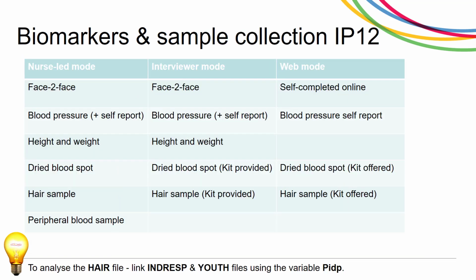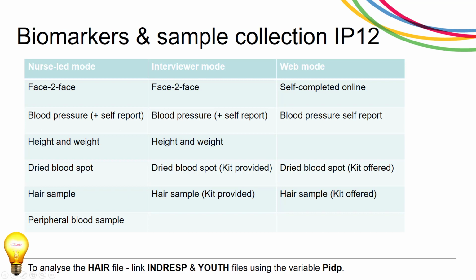In the interview, both nurses and interviewers asked respondents consent to take blood pressure readings. Blood pressure cuffs were provided to nurses and interviewers. They also asked respondents to consent to take height and weight measures using a stadiometer and scale. Nurse-led interviews included an additional collection of full blood, dry blood spots and a hair sample. Interviewer-led and web respondents were given or offered a kit containing materials to enable dry blood spots and hair samples to be taken independently and returned at a later time.